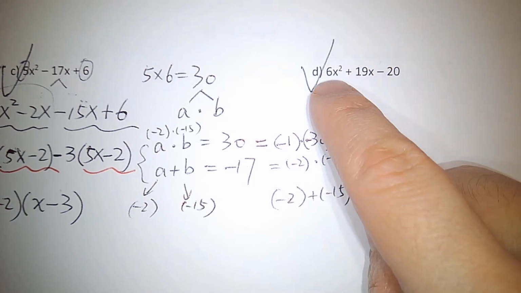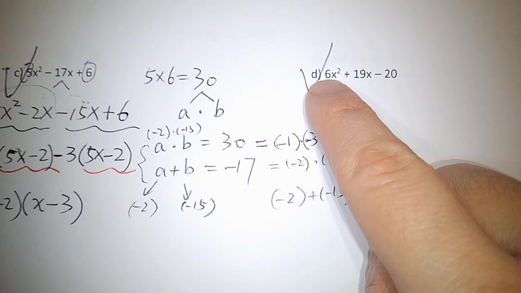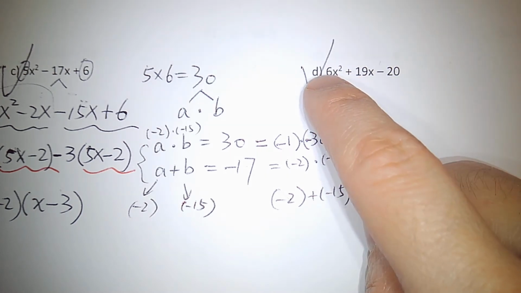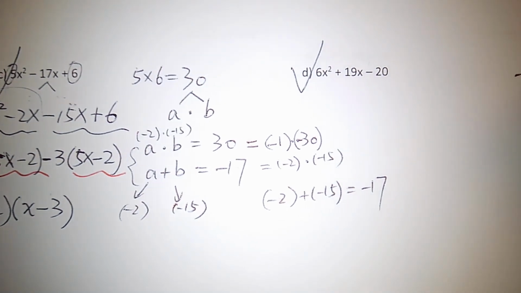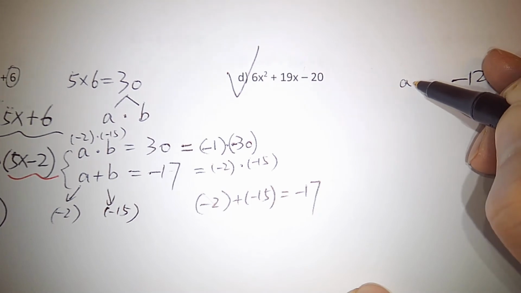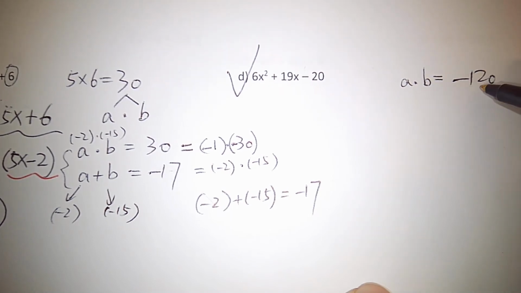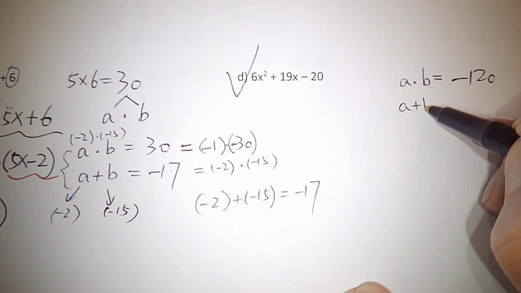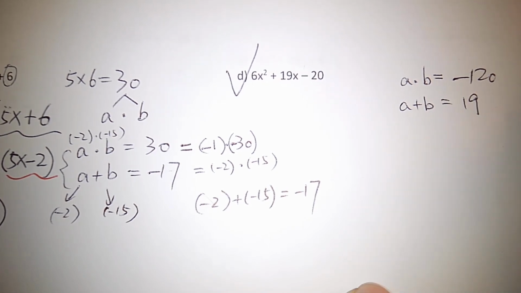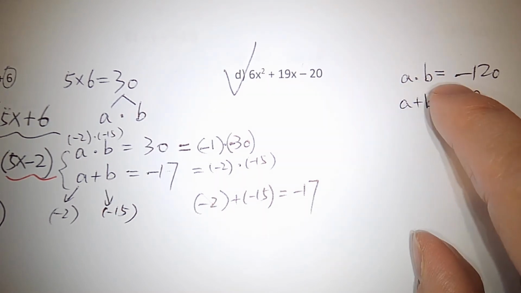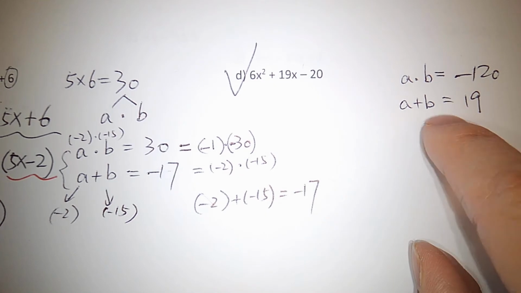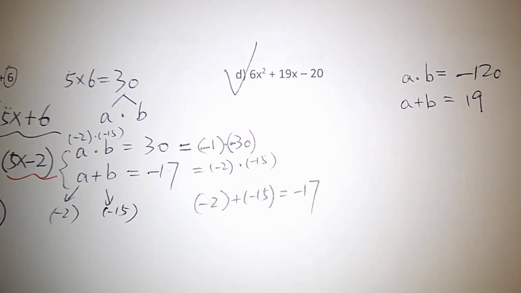So, what is the coefficient of the square term? Is it 1? No. It is 6, right? So if A is not 1, what should we do? Multiply A by C, which gives us negative 20, right? So we are going to find an A and B such that the product equals negative 20 and A plus B equals what? 19. We want to find two numbers whose product equals negative 20 and whose sum equals positive 19.